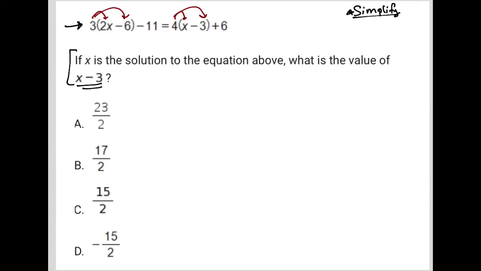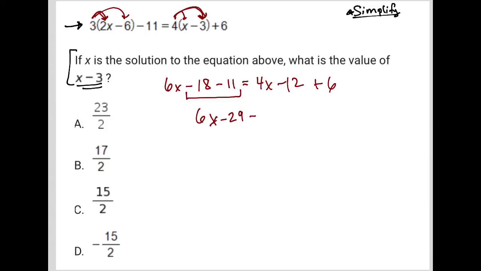So let's start. So 3 times 2x is 6x, right? So I just did this. 3 times negative 6 is minus 18, then we have minus 11, then we have equals, and 4 times x is 4x, and 4 times negative 3 is negative 12, and we have plus 6. So starting to combine like terms on the left-hand side, I have negative 18 minus 11, so that's 6x minus 29 on the left. And on this side, I have negative 12 plus 6, which makes this 4x minus 6.